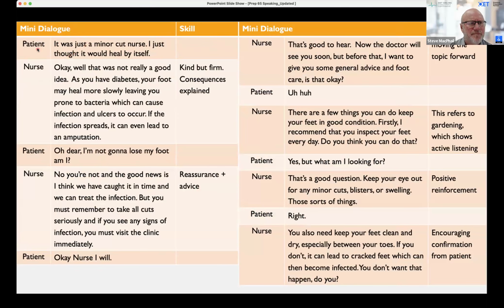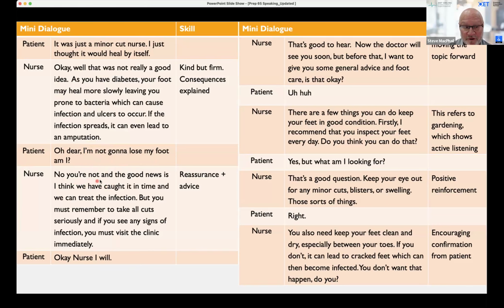And keep going. Patient: "It was just a minor cut, nurse. I just thought it would heal by itself." "Okay. Well, that was not really a good idea. As you have diabetes, your foot may heal more slowly, leaving you prone to bacteria, which can cause infection and ulcers to occur. If the infection spreads, it can even lead to an amputation." "Oh dear, I'm not going to lose my foot, am I?"